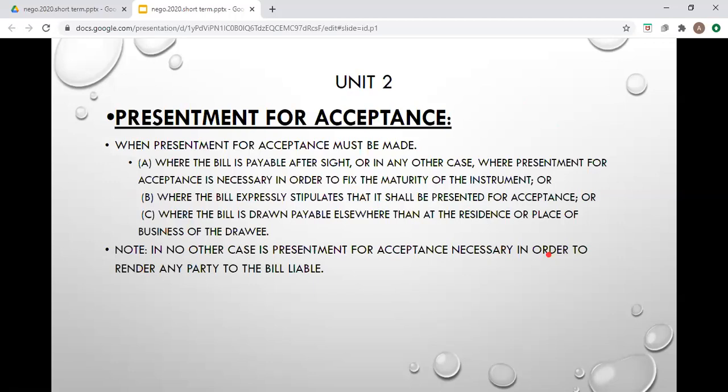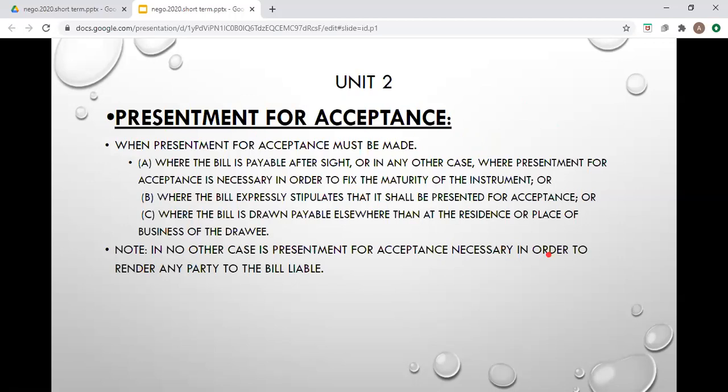Take for example, yung example na 5 days after sight, pay to P, mga ganon. You need to present that for acceptance because it's necessary to fix the due date. Okay? O kaya 5 days after sight, 10 days after presentment, mga ganon. You have to present that for acceptance. Second, where the bill expressly stipulates that it shall be presented for acceptance. So, sinabi doon, pay to P or order 1 million and then sabi niya sa huli, presentment for acceptance necessary. Then, kailangan mo siya talagang i-present for acceptance because it has been expressly stipulated in the instrument that you have to present it for acceptance.